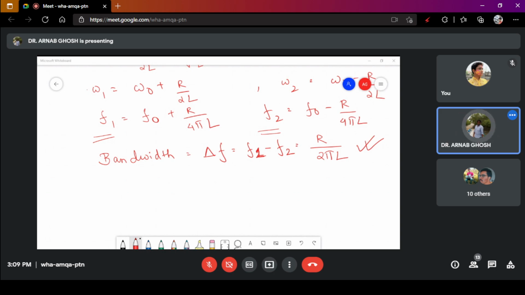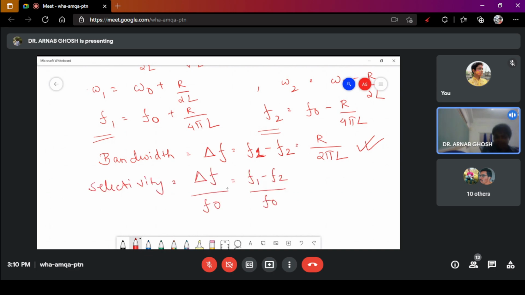The next thing that comes is selectivity. What is selectivity? Selectivity is the ratio between the bandwidth and the resonant frequency, Del F by F0. A good circuit should have a lower selectivity value. The lower the value of the selectivity, the better the circuit.